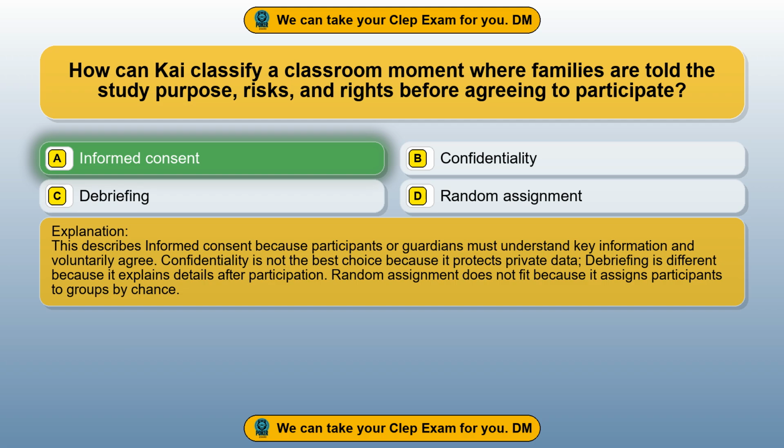Confidentiality is not the best choice because it protects private data. Debriefing is different because it explains details after participation. Random assignment does not fit because it assigns participants to groups by chance.